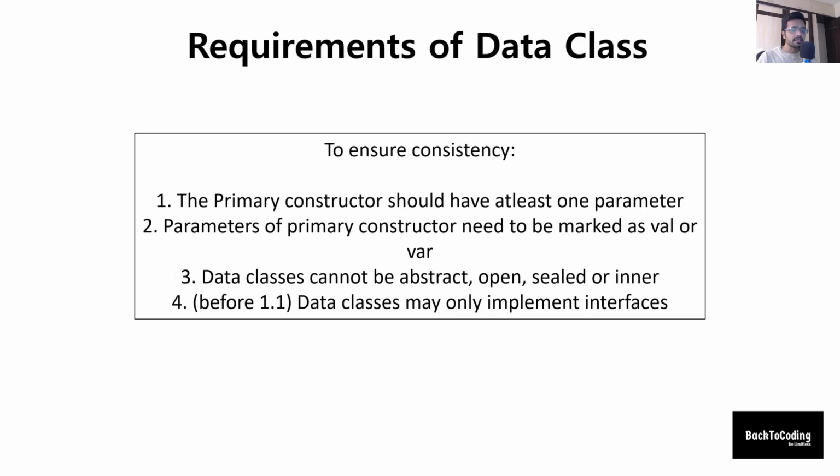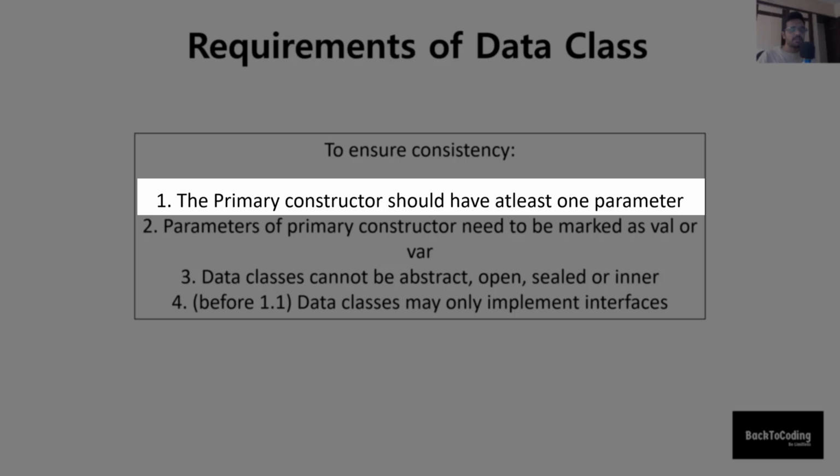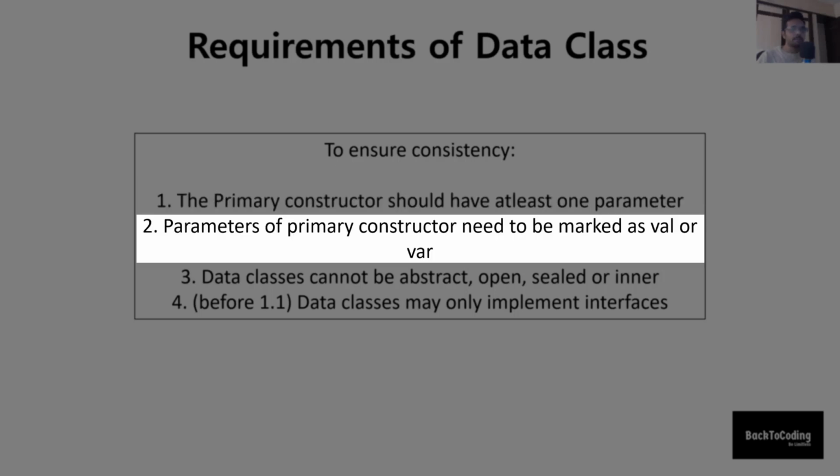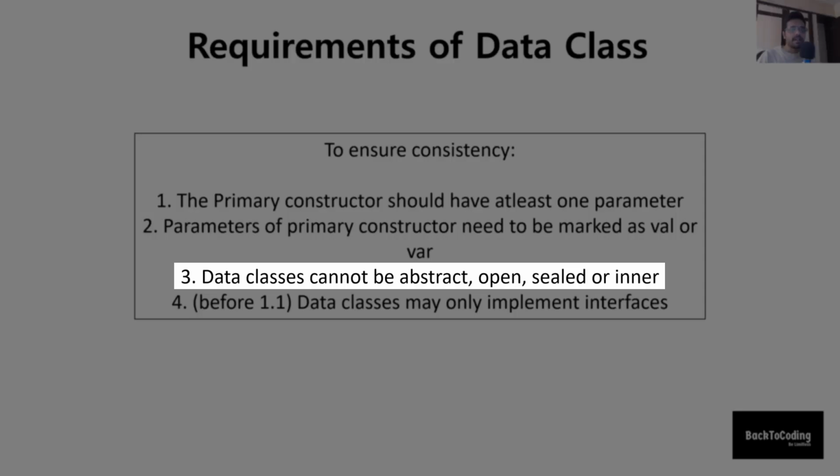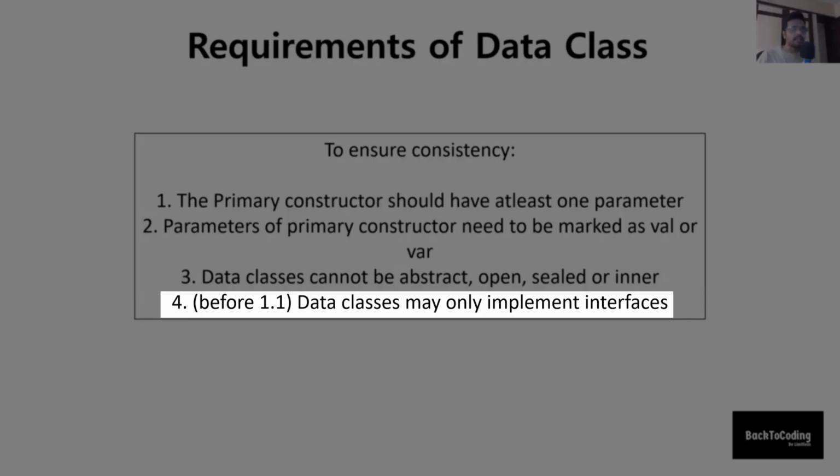To ensure consistency, data classes have to fulfill the following requirements. The primary constructor should have at least one parameter. Parameters of primary constructor need to be marked as val or var. Data classes cannot be abstract, open, sealed or inner. Before 1.1, data classes may only implement interfaces.